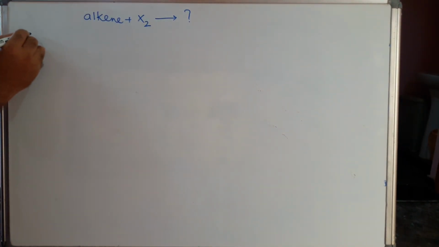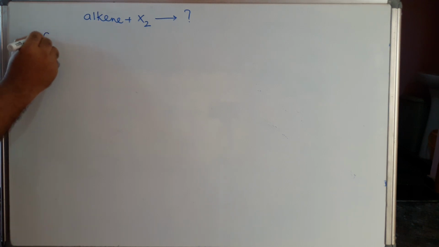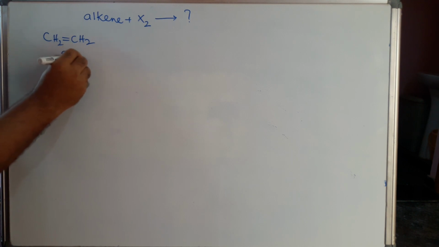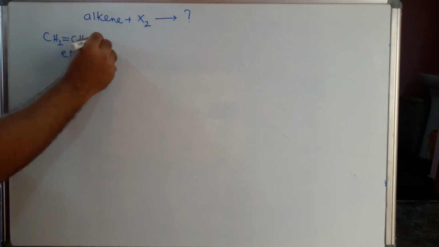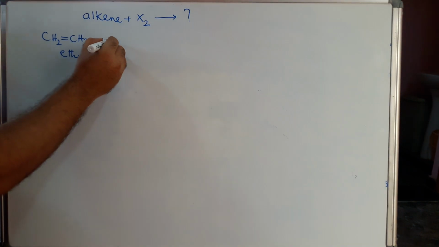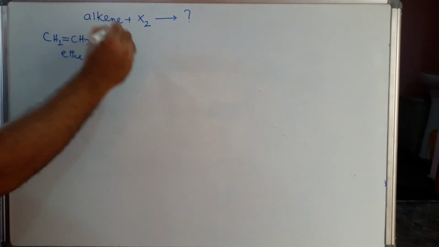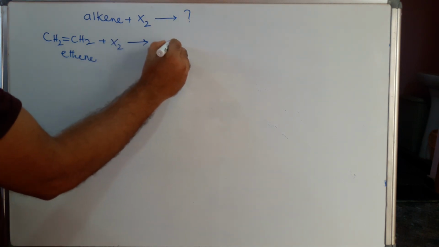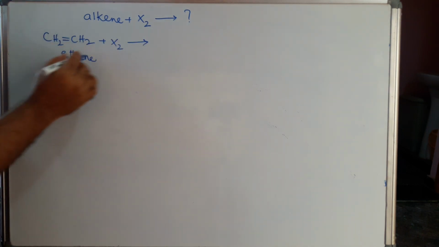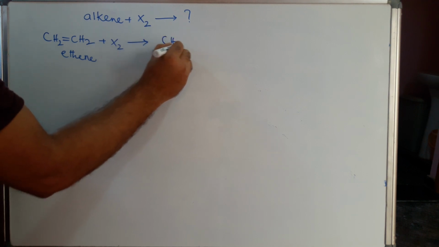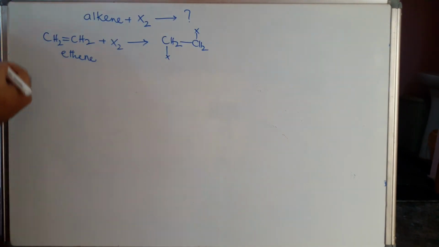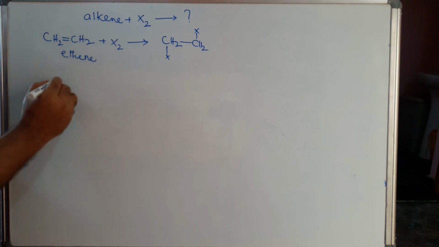If you take one general example, that is CH2=CH2, this is ethene. Ethene reacts with this X2, and we will get first a transition state because of this pi bond. Otherwise, I will write the general reaction: CH2X-CH2X. This is the product. So what is the mechanism for this reaction?